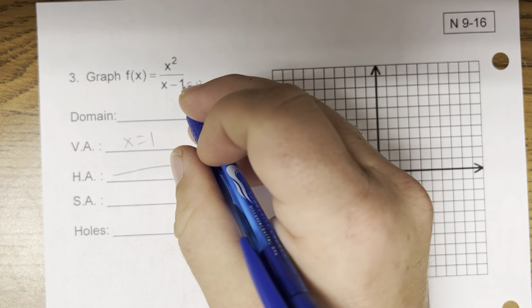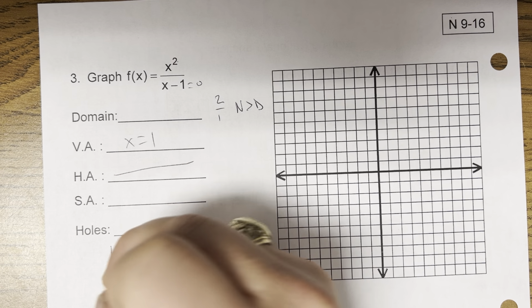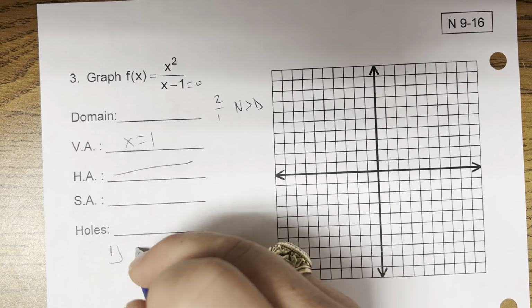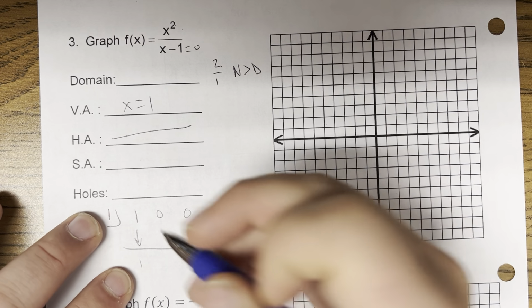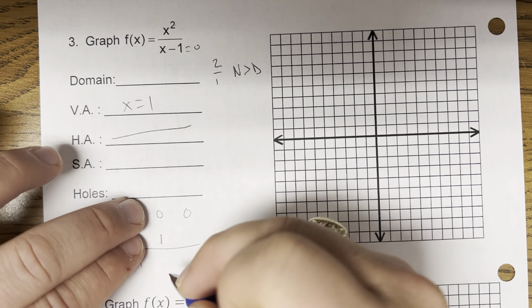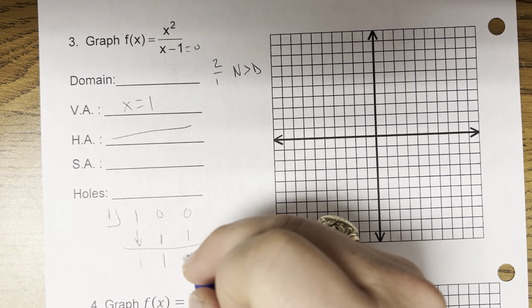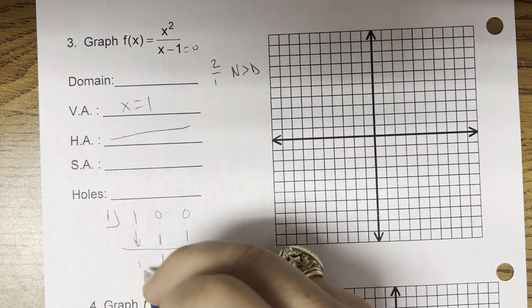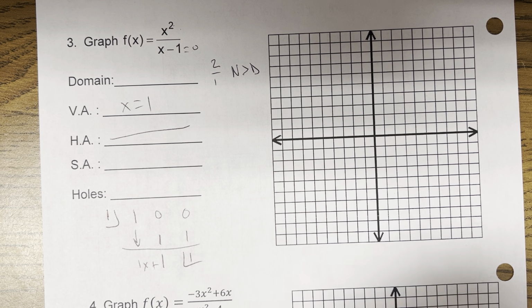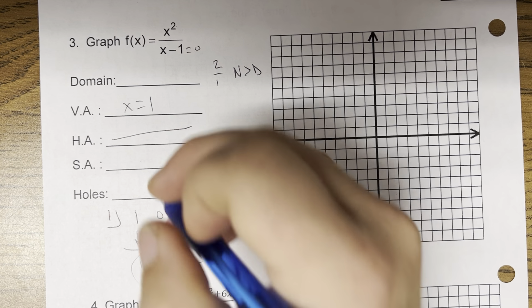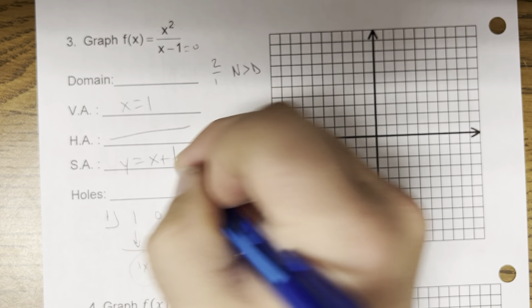So when we do our synthetic division, I'm going to put 1 in the box. And on my coefficients, I've got 1 and then 0 and 0. So we'll drop down the 1, and then we'll multiply. And so 1 times 1 is 1. Add those together, we get 1. Multiply, we get 1. Add those together, we get 1 again. That's my remainder. So this is x plus 1 with a remainder of 1. This is my slant asymptote, y equals x plus 1.